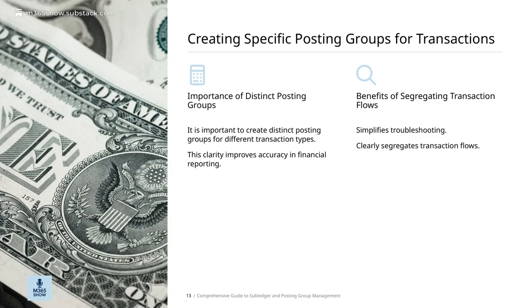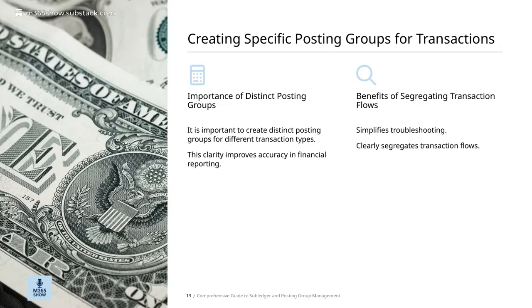Creating specific posting groups for transactions is a crucial part of managing your financial data effectively. When you set up these groups, it simplifies troubleshooting because you can quickly identify where issues are occurring. It also clearly segregates transaction flows, making it easier to follow the path of each transaction through your system. This segregation is especially beneficial because it helps ensure accuracy in your financial reporting.